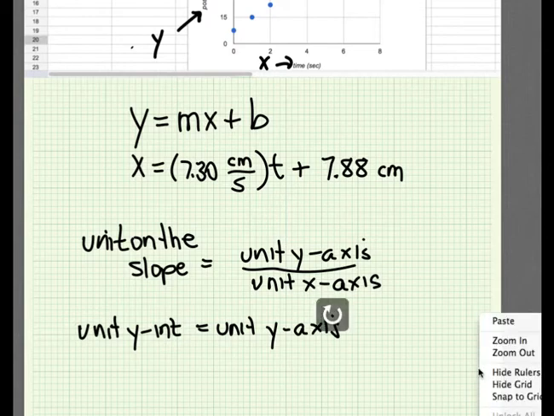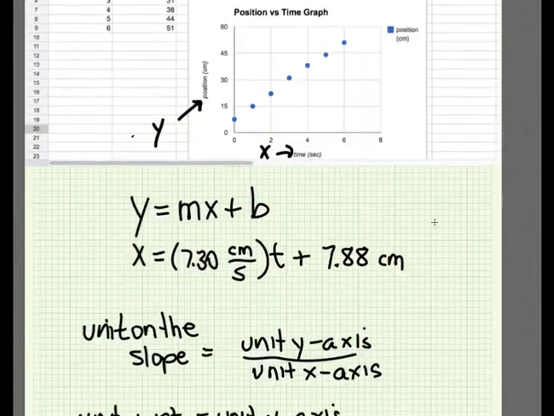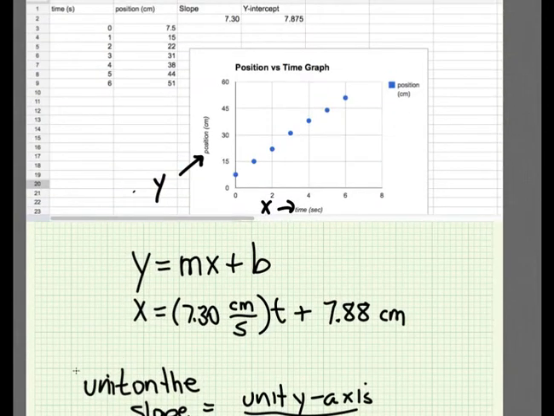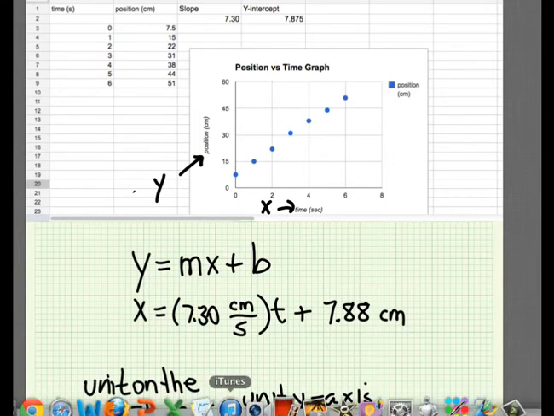So now remember, the whole point of these is that now if I wanted to, I could come in here and I could ask you what would be the object's position at 3.75 seconds. All you would need to do is put in the 3.75 where t goes, and you could multiply that by the 7.3, add it to 7.88, and you could find your position. There you go.